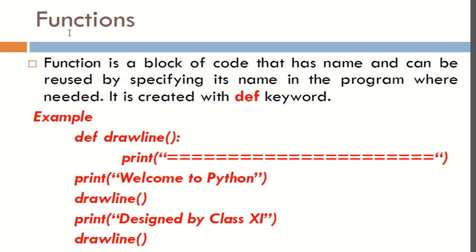Okay, now functions. What is a function? A function is a block of code that has a name and can be reused by specifying its name in the program where needed. It is created with the def keyword. The def keyword is used for making functions. So draw line means my function I have created.